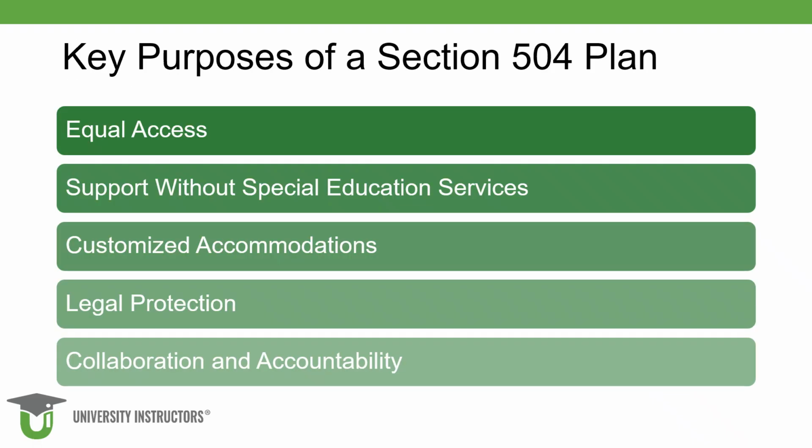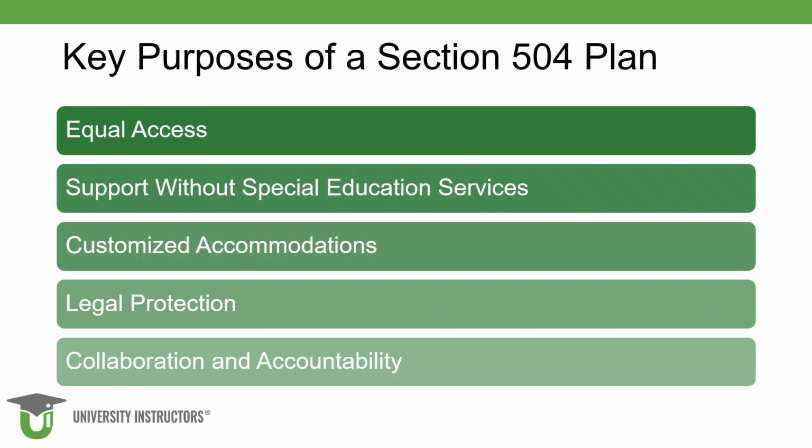The Section 504 plan has several key purposes. Equal access removes barriers that might prevent a student with a disability from participating fully in school activities and learning environments. Support without special education services: unlike an IEP, a 504 plan is for students who do not require specialized instruction but still need accommodations to succeed academically.